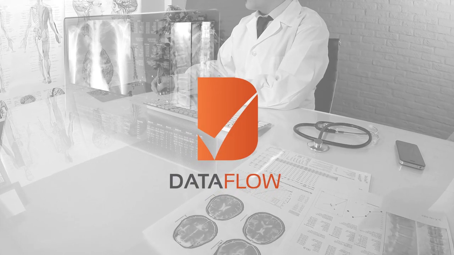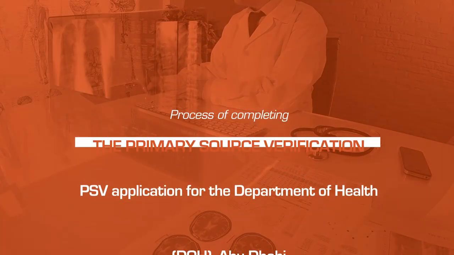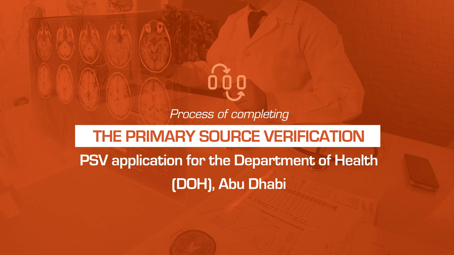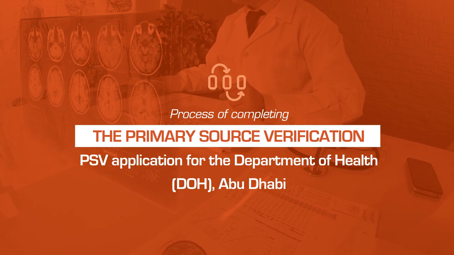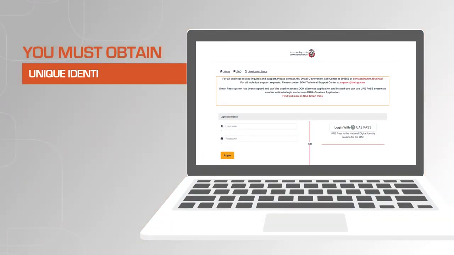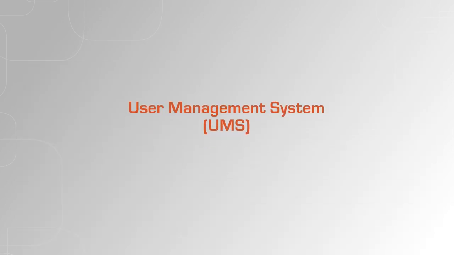Welcome to the DataFlow Group video guide to walk you through the process of completing the Primary Source Verification (PSV) application for the Department of Health in Abu Dhabi. Before you start, you must obtain the unique identity number by registering on the DOH's user management system.